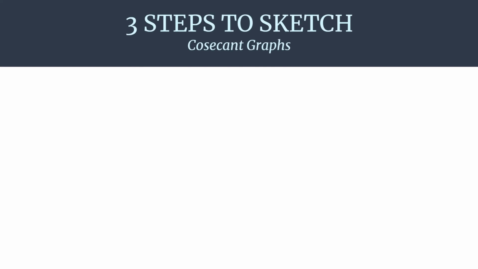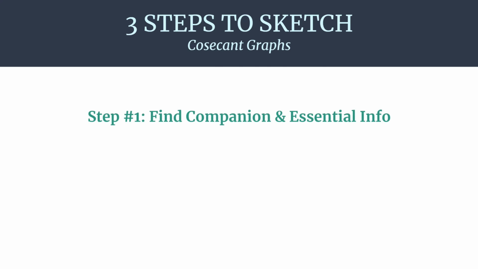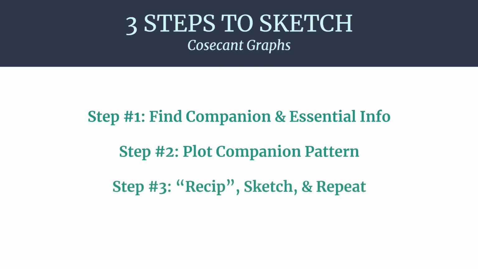All right, so here are the 3 steps to sketching unshifted cosecant graphs. The first step, we'll find a companion equation, so that'll be the reciprocal equation, sine, and a lot of essential information. Step 2, we'll plot the companion pattern, that's the sine pattern. And step 3, we'll recip, sketch, and repeat. So recip is just the verb form that I've created for reciprocal, and that's changing or taking reciprocal values so that you can get the cosecant graph from the sine graph that we'll have sketched.